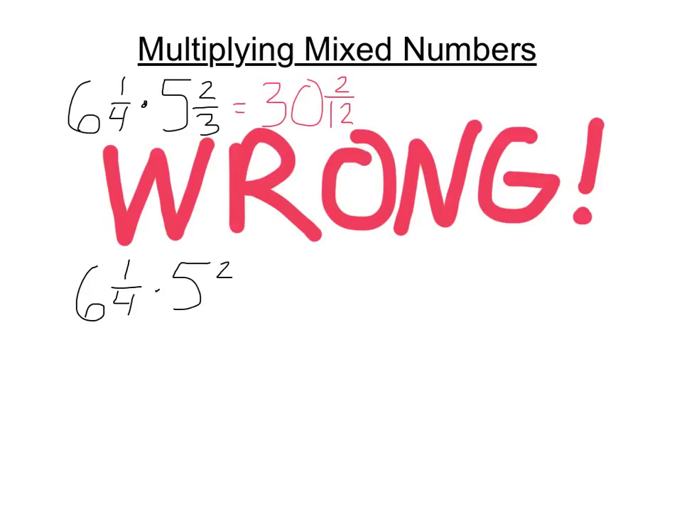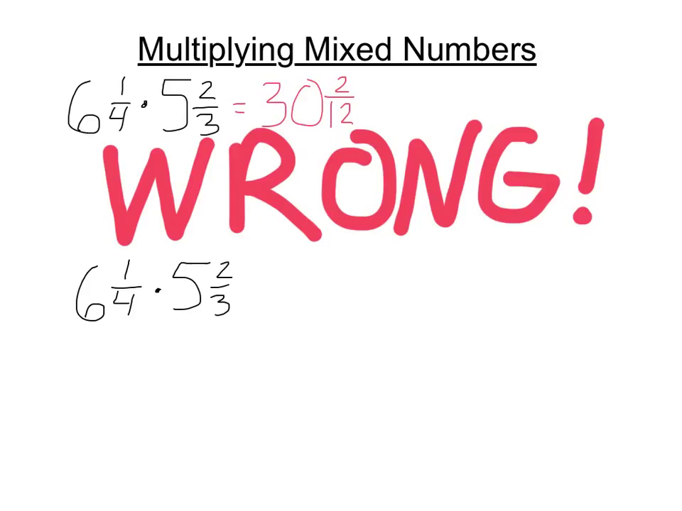If we don't know how to multiply mixed numbers, that means we need to take our problem and change it into something that we do know how to multiply. Well, I may not know how to multiply mixed numbers, but we do know how to multiply fractions. So if I can change both of these into a fraction, then I can multiply them together.